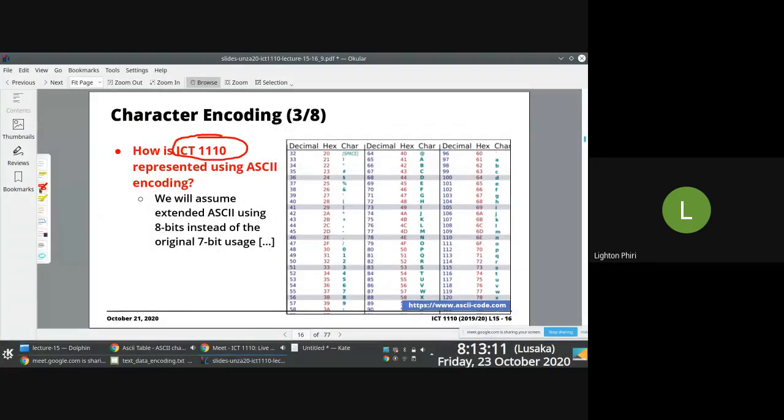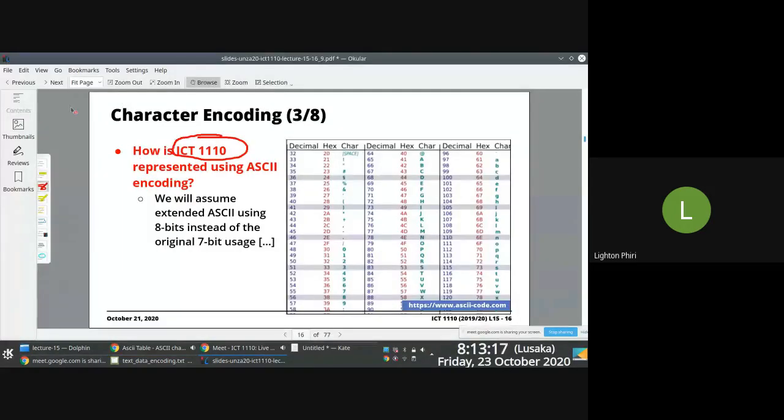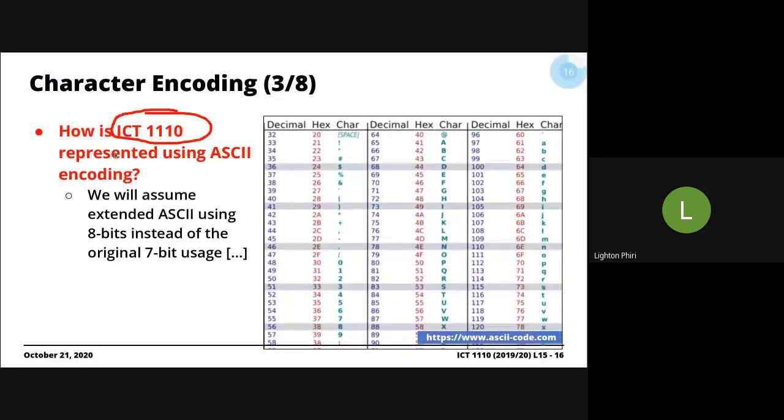And then we find ourselves here, right? With these continuous streams of 0s. Well, if you have access to your ASCII table, it's not that hard, right? It's not that hard if you know the encoding scheme. So in this case, we're asking how is ICT 1110 represented using the ASCII coding scheme? We're making certain assumptions here. We are assuming that this encoding scheme makes use of 8-bit representation, right?